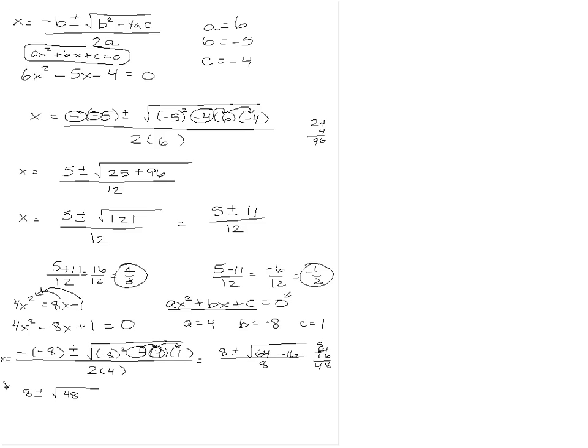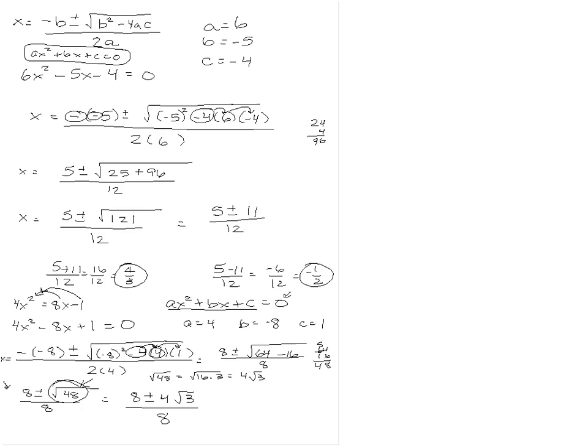Now, square root of 48. The square root of 48 can be written as the square root of 16 times 3, which is 4 radical 3. So I have 8 plus or minus 4 radical 3 over 8. You don't get to forget all the things we've already done, and one of them is simplifying a radical.